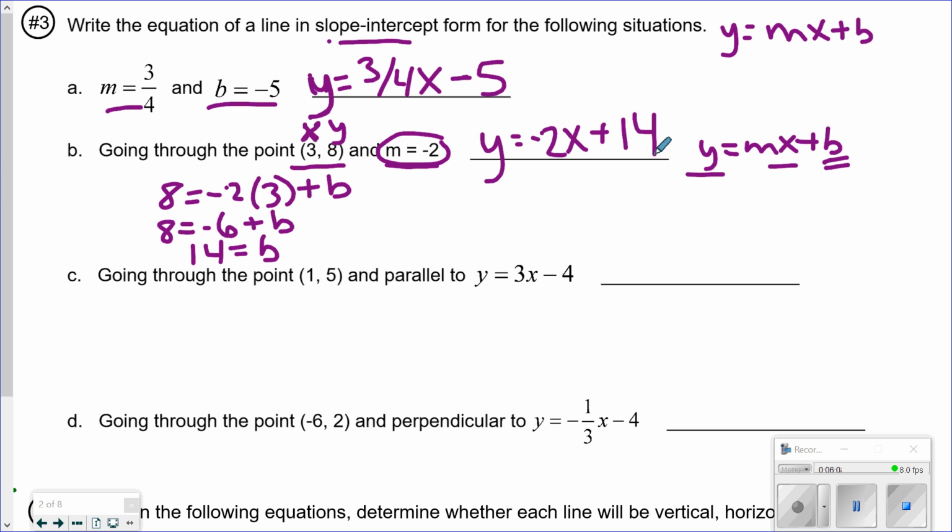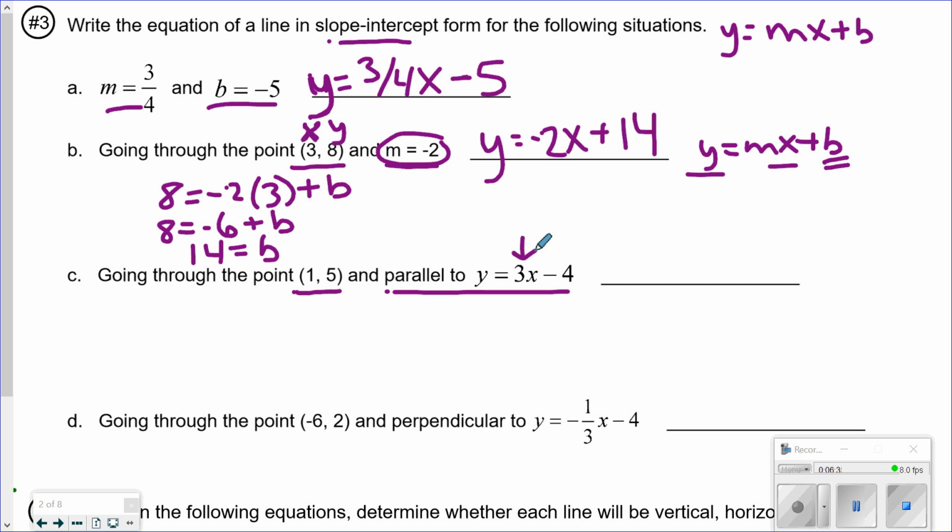For part C, I have the point (1, 5) on my line, and I know that my new line is parallel to the line y is equal to 3x minus 5. What does it mean when lines are parallel? It means that our slopes are the same. So if I look at my slope for this equation, I see that it's 3, which means my slope for my new equation will also be 3.